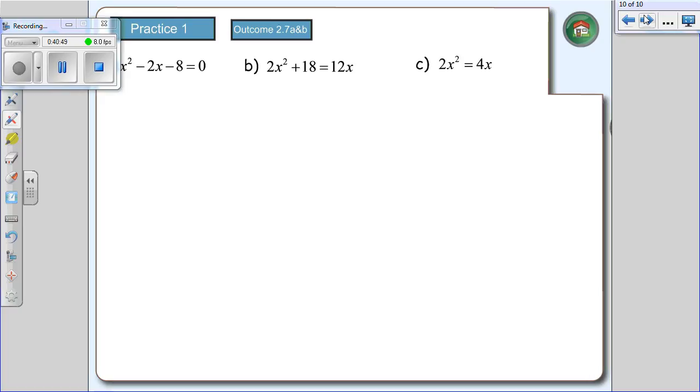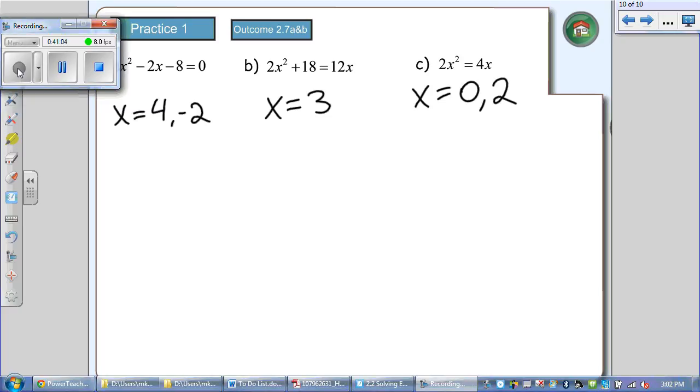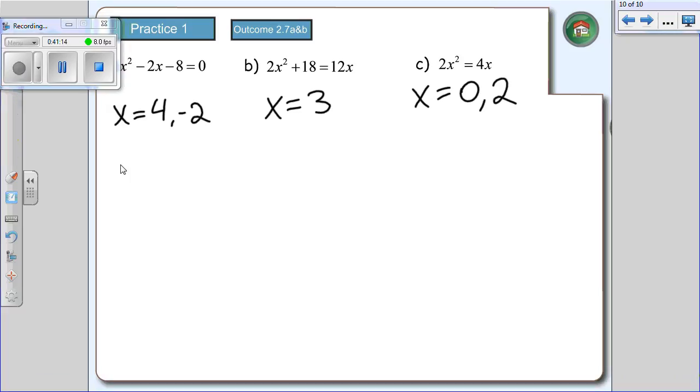The first one, super easy. Diamond method. Negative 8 on the top, negative 2 on the bottom, and you should have got x minus 4 times x plus 2. A lot of you guys did that one. That's awesome.